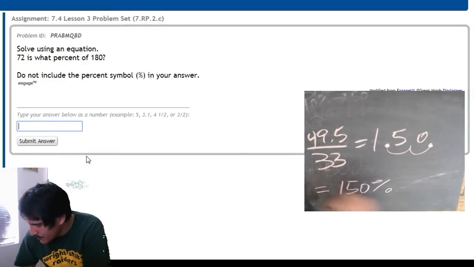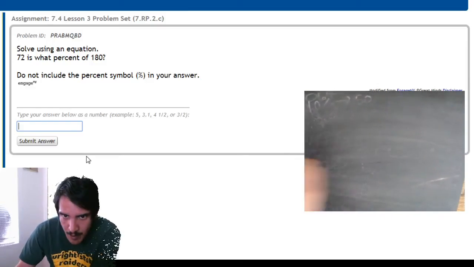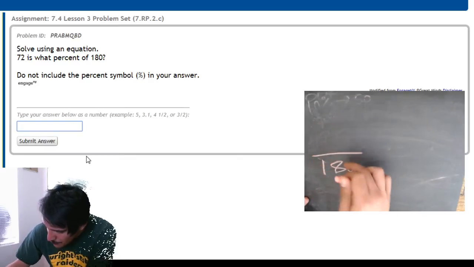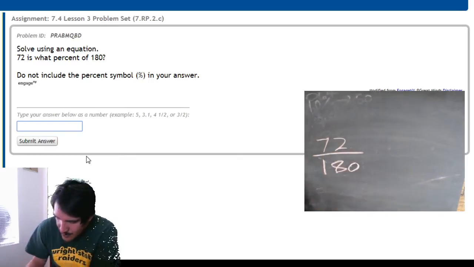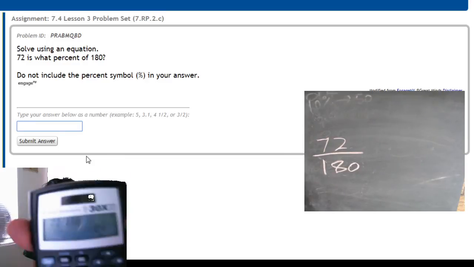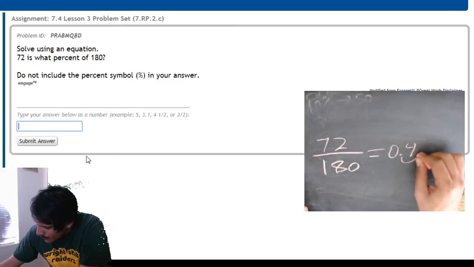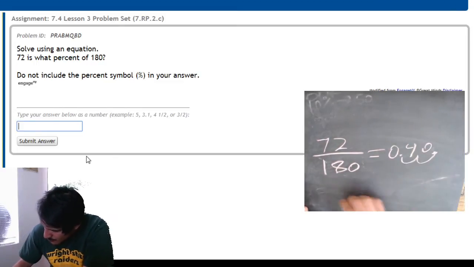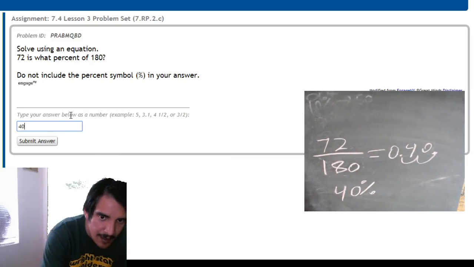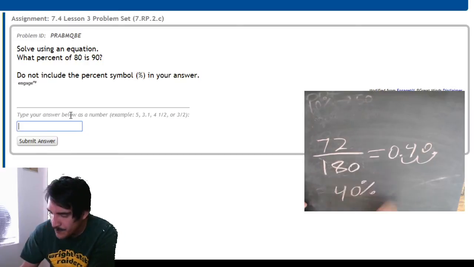72 is what percent of 180? So again, 72 is what percent of 180? Of 180, out of 180, 72. I'm going to do 72 divided by 180. That's 0.4. And 0.4, if you multiply by 100, you get 40%. And it says correct.